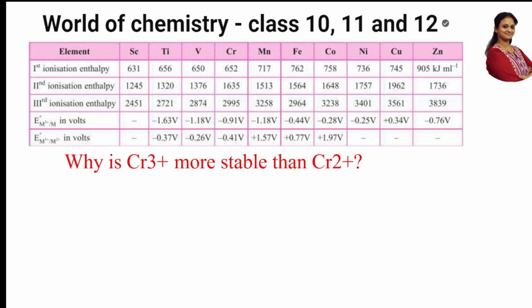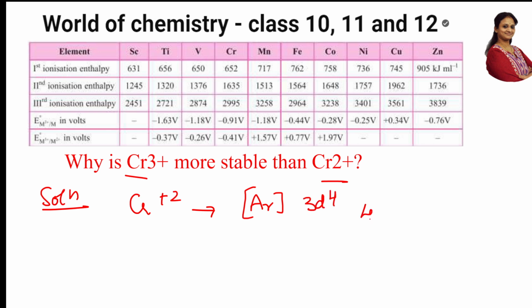Next question. Why is Cr3+ more stable than Cr2+? Simple, use the electronic configuration. Let us write the chromium configurations, Cr3+ and Cr2+. What is the electronic configuration of Cr2+? It is argon 3d4 4s0, correct.